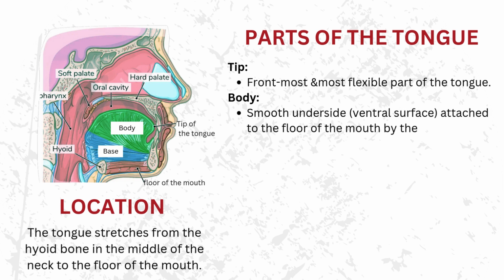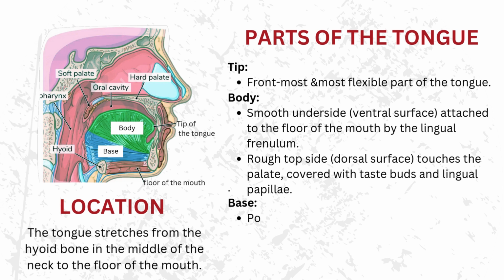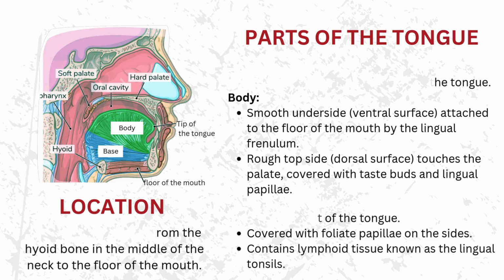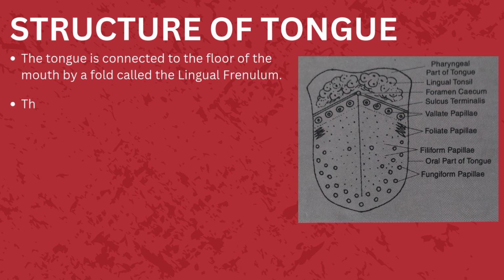Its underside, which is the ventral surface, is smooth and it is attached to the floor of the mouth by the lingual frenulum, while the top side, which is the dorsal side, is rough, touches the palate, and it is covered with taste buds and lingual papillae. The base is the back part of the tongue. It has foliate papillae along its sides and is covered by lymphoid tissue known as the lingual tonsils. Imagine your tongue is a bit like a kite. The string that connects it to the bottom of your mouth is the lingual frenulum.